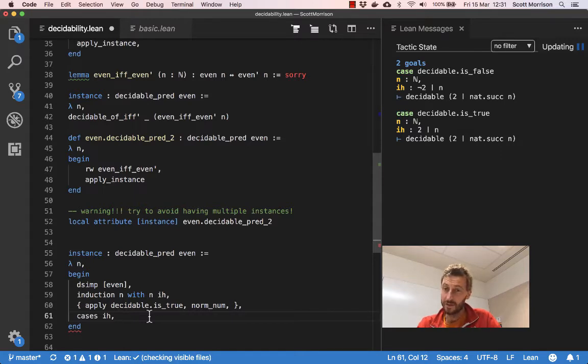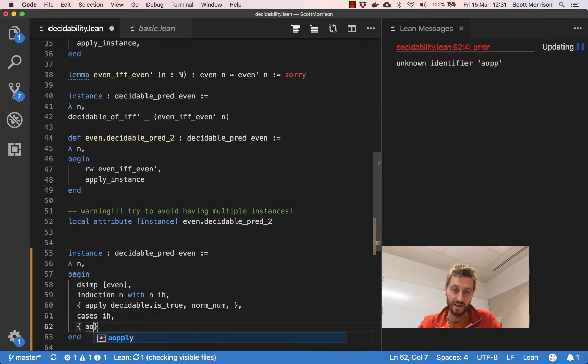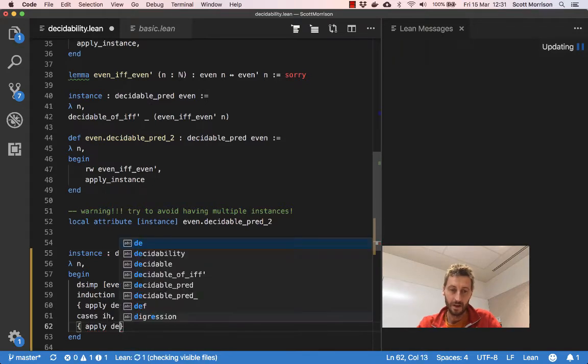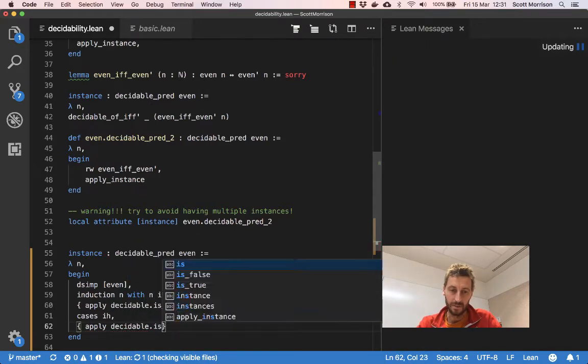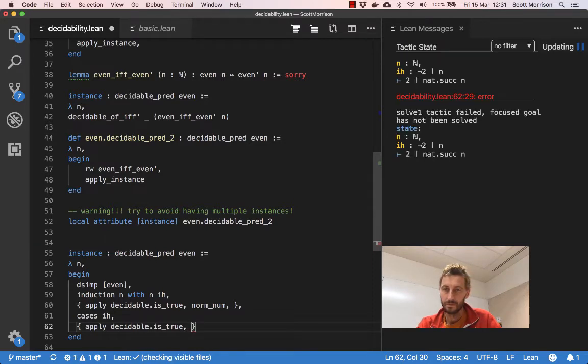So let's say in the first case, it's not the case that 2 divides n. That means it is the case that 2 divides n plus 1. So we can do apply Decidable.isTrue. And then our job is to prove something about decidability.